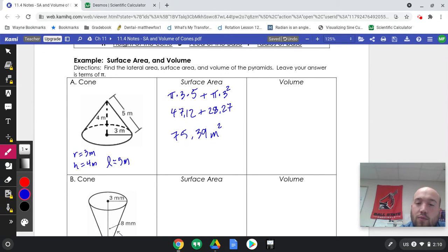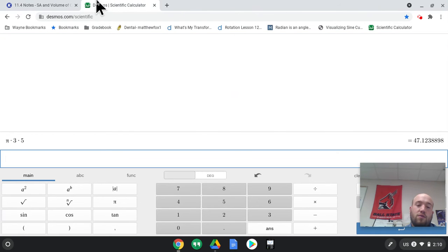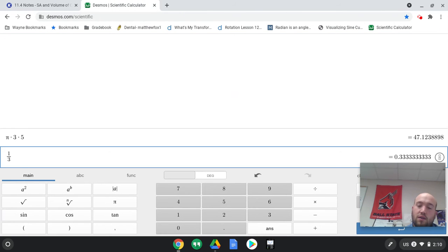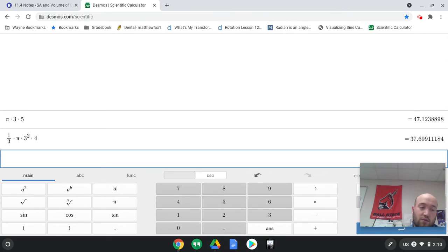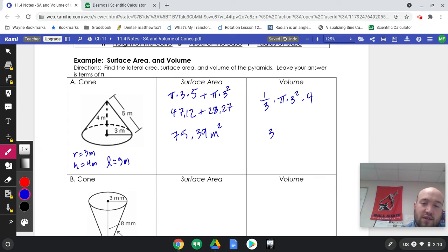Now our volume will be 1/3 times pi times 3 squared, so pi r squared times the height, which is 4. So 1/3 times pi times 3 to the second times 4, we get 37.699. If we round, 37.70 meters to the third.